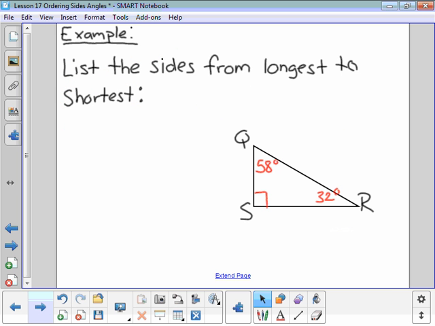So you'll be asked to list the sides from longest to shortest. Sometimes you'll be asked to list them from shortest to longest, so you need to be careful about that. And all we need to do is look at the angles and figure out which sides are across from them. So in this triangle, angle S is my biggest one. It's 90 degrees. So I'll draw my arrow across. That means that QR is the longest side. And I'm listing from longest to shortest, so I'll start with QR.